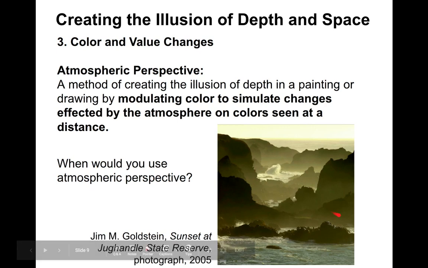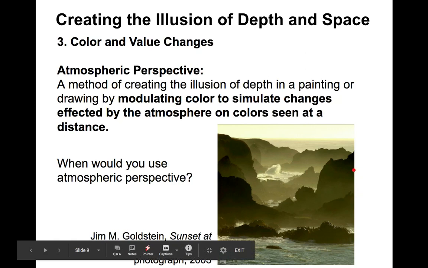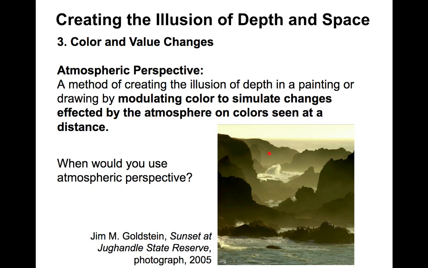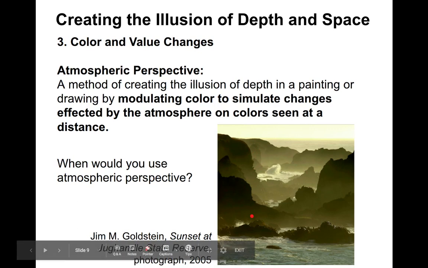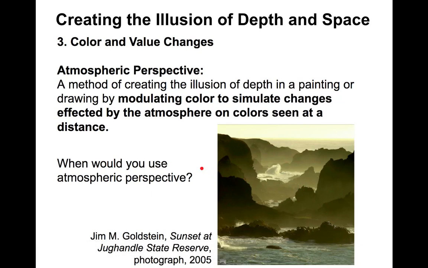Here's a great example in this photograph by Jim Goldstein. You can see as the hills go back, they become much grayer and less distinct, and darker as they come forward. And in the very foreground, you can even make out the details of the individual rocks, which you certainly cannot do anywhere back here. So that's an example of atmospheric perspective, which relates to how we see.